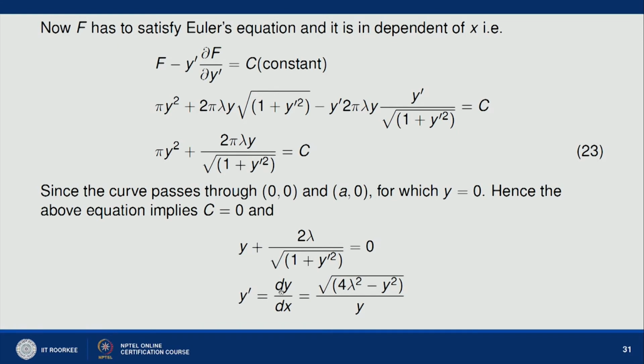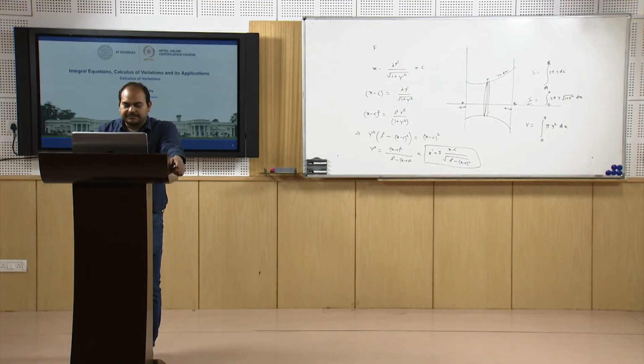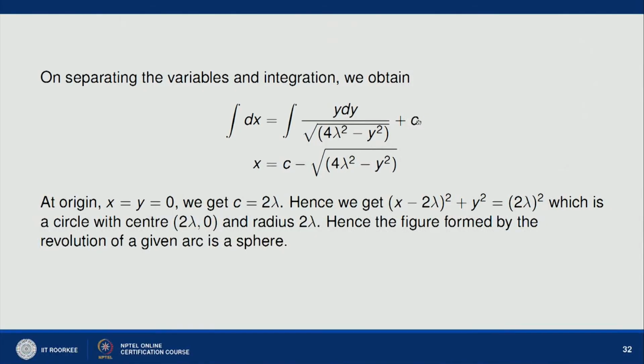So y dash, that is dy by dx, is coming out to be under root 4 lambda square minus y square divided by y. This you can solve, and you can write the integration of dx equal to the integration of y dy under root 4 lambda square minus y square plus c. When you integrate, you can assume 4 lambda square minus y square as some t square, and you can simply solve, and this way you get x equal to c minus under root 4 lambda square minus y square.